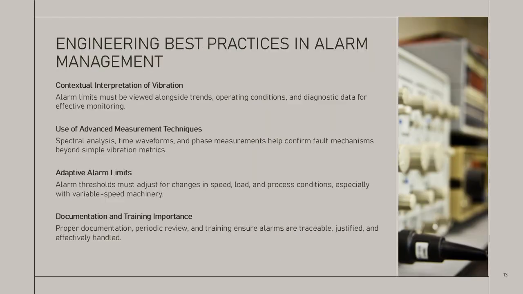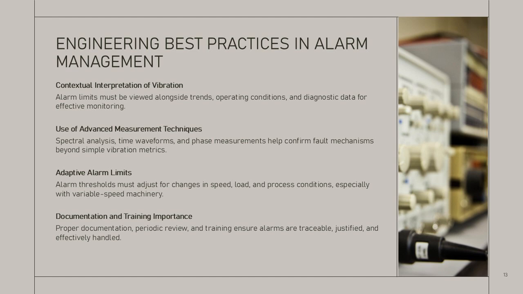Engineering best practices in vibration alarm management emphasize that alarm limits are only one component of an effective condition monitoring program. Absolute vibration values should always be interpreted in the context of trends, operating conditions, and supporting diagnostic information. Engineers should avoid over-reliance on single overall vibration metrics and instead use spectral analysis, time waveforms, and phase measurements to confirm fault mechanisms. Alarm limits must account for changes in speed, load, and process conditions, particularly in variable speed machinery.